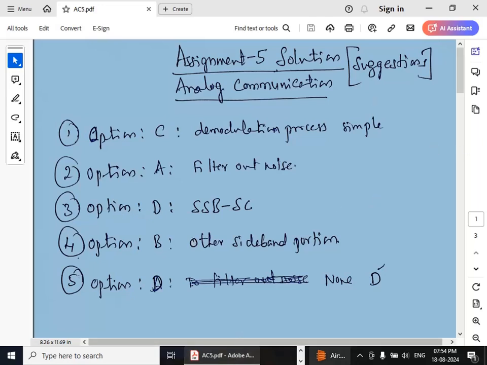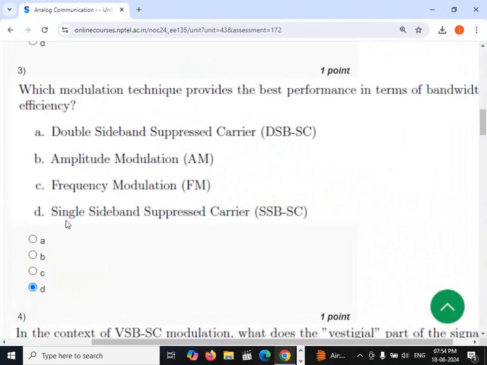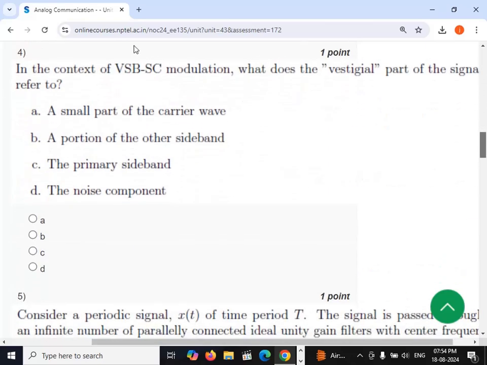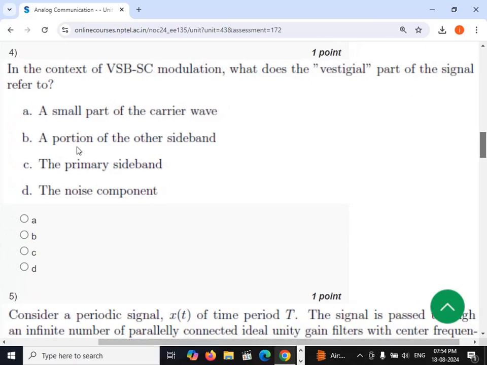Next we'll move on to the fourth question. In the context of vestigial sideband suppressed carrier modulation, what does the vestigial part of the signal refer to? So it is the portion of the other sideband. Option B, it is the portion of the other sideband.